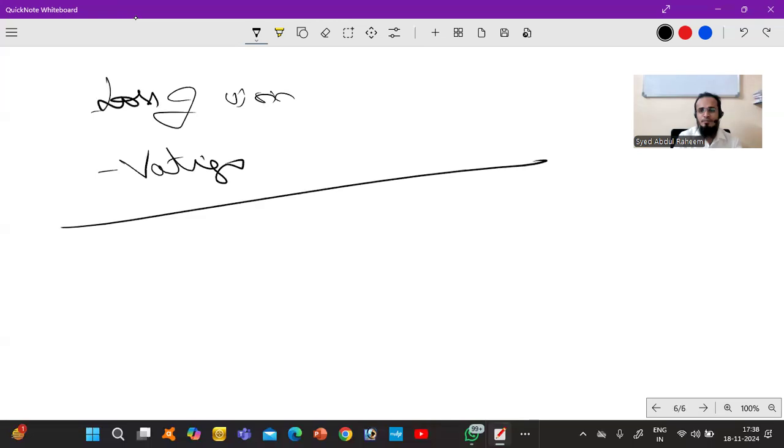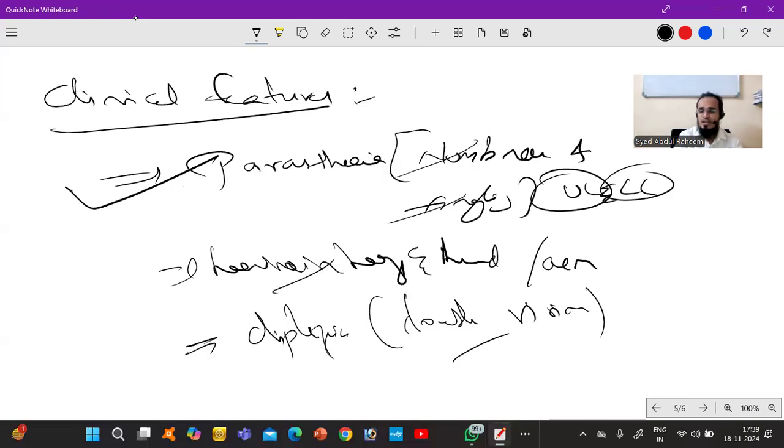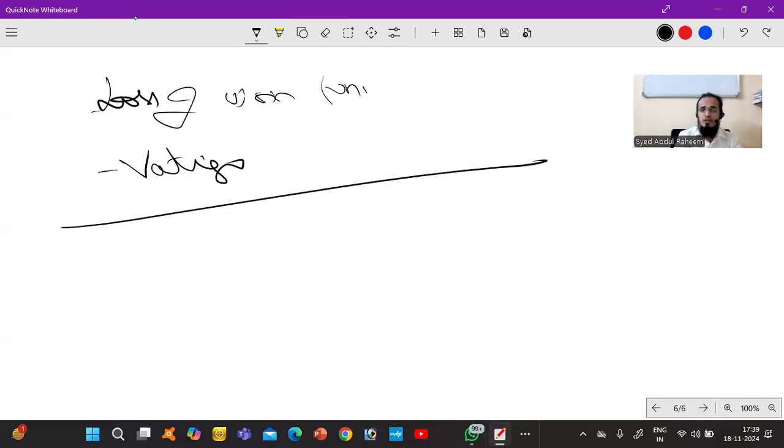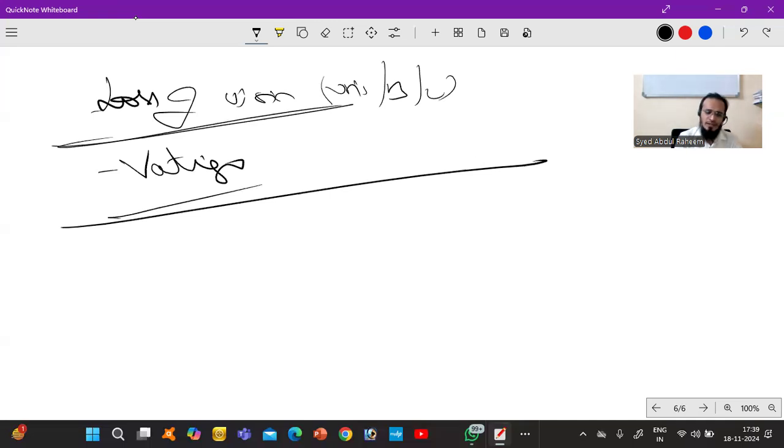Other than that, what are the clinical features? Paresthesia, numbness in the upper limb and lower limb, mostly heaviness in the legs and arm region. Whenever they lift the hand, they have heaviness in that area. And the patient has diplopia, double vision, and sometimes unilateral or bilateral loss of vision and vertigo. So these are the clinical features.